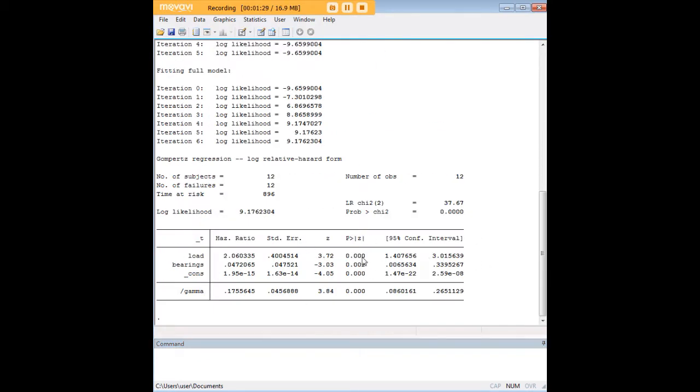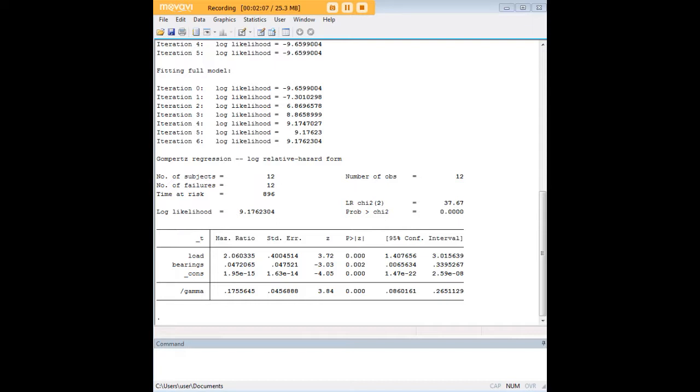So we see that it's significant and we get these two columns, which are of particular interest. We see that every 1 unit increase in load is associated with about a 2 times greater chance that the generator will fail. And because the hazard ratio for bearings is below 1, and because a bearings value of 1 indicates that new bearings are present, we would interpret this hazard ratio as meaning that new bearings reduce the hazard of a machine failing.